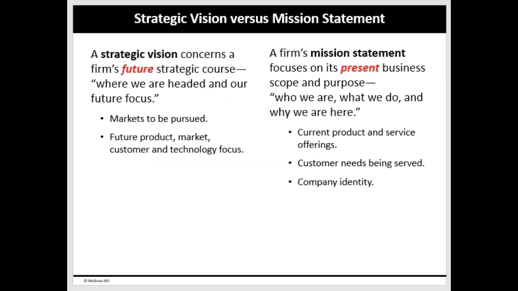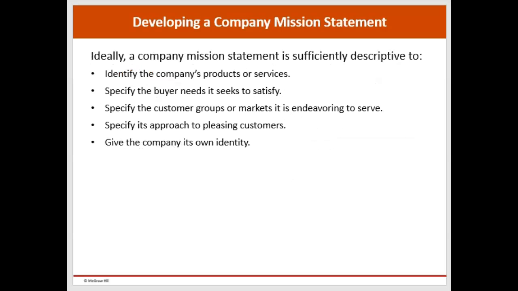Okay, so, strategic vision versus the mission statement. The distinction between the strategic vision and the mission statement is fairly clear cut. You see on the left versus the right. A strategic vision, like on the left, portrays a company's future scope. Where are we going, right? That's the great thing. But a company mission statement on the right typically describes the present business and purpose: who we are, what we do, and why we are here in our role.